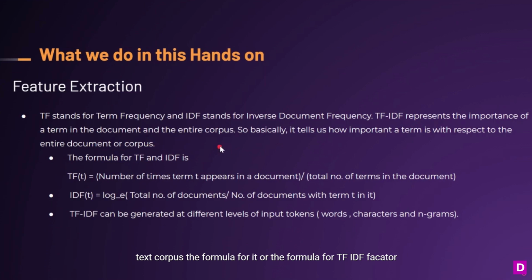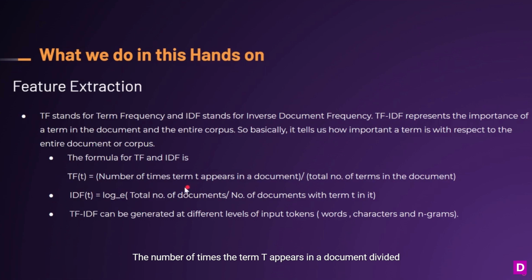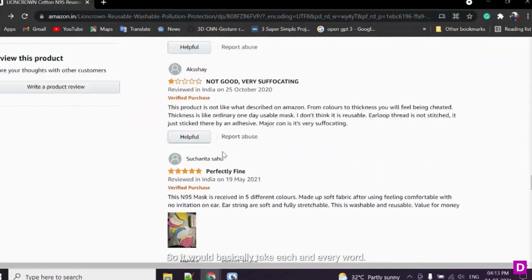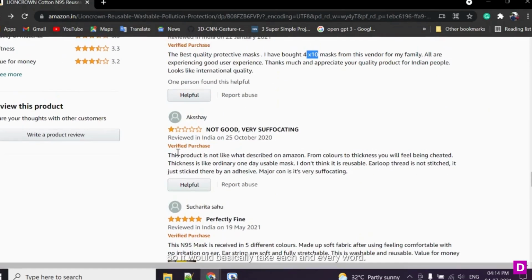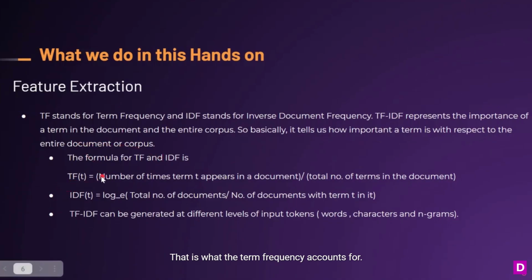The formula for the TF-IDF score goes like this. TF represents the term frequency: the number of times the term t appears in a document divided by the total number of terms in the document. So how does this work? It takes each and every word and sees what the frequency of this word is in the entire document, and accounts for how many times it is repeated in this document. That is what the term frequency accounts for.